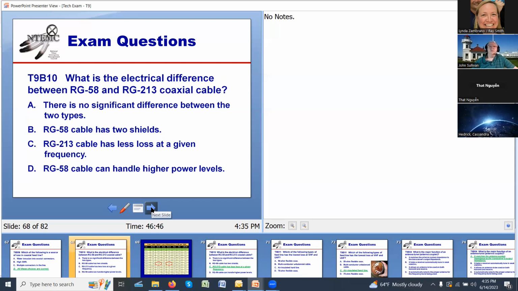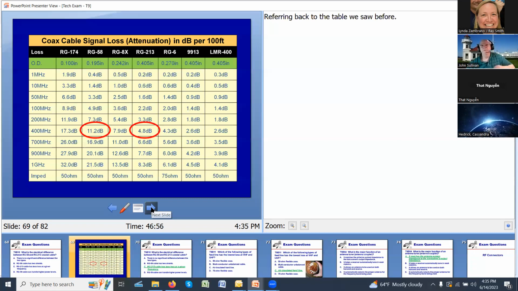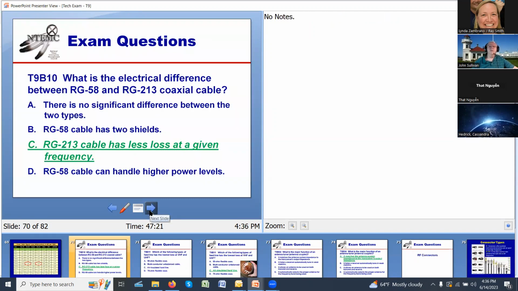What is the electrical difference between RG58 and RG213 coax? Okay, well, let's take a look at that chart we had. So we've got RG58 and RG213. Let's take an example here at 400 megahertz, UHF range. You can see that RG58 has 11 dB. That's more than twice the loss. Yet RG213 only has 4.8 dB. Right? See the difference there? So RG213 has less loss at a given frequency.